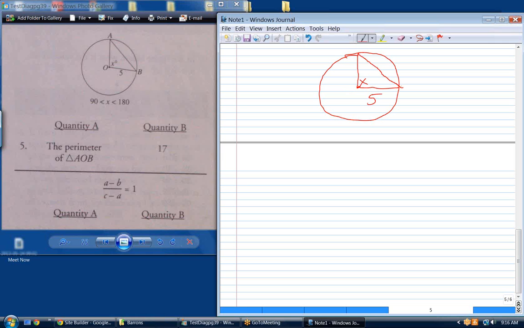On this problem here, since x is greater than 90 but less than 180, we have a variety of ways that we can draw this picture. We could draw it like this. They want to know whether the perimeter of this triangle is greater than or less than 17, basically.